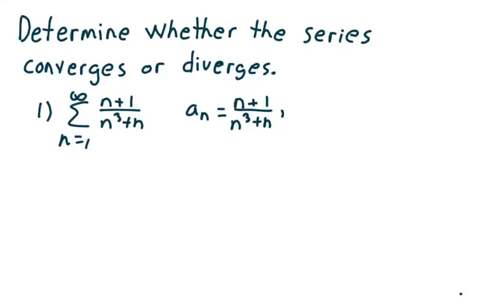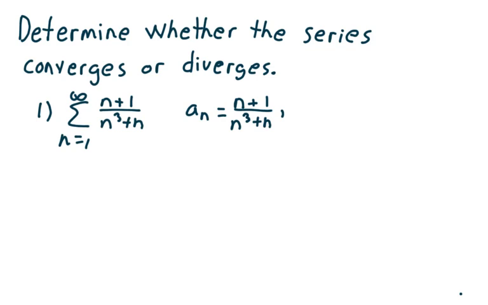Determine whether the series converges or diverges. Let's take a look at example 1. Suppose we have the summation from n equals 1 to infinity of (n plus 1) over (n to the third plus n). a sub n is (n plus 1) over (n to the third plus n). So I'm going to apply the limit comparison test.